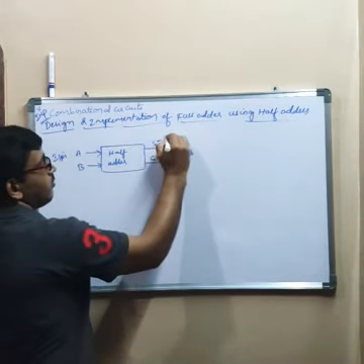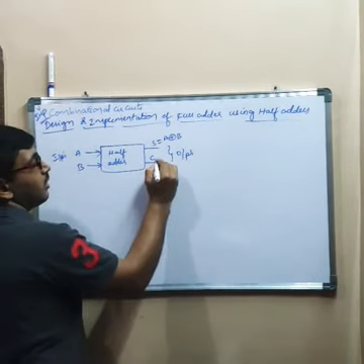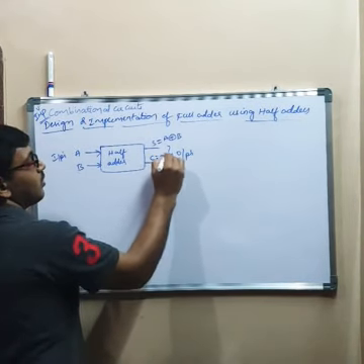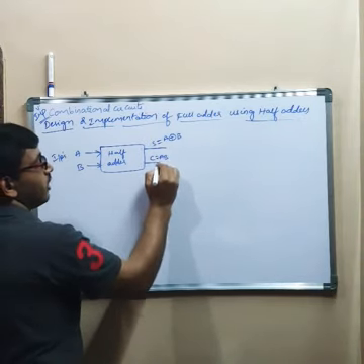What is the expression for sum? Sum is equal to A XOR B. What is the expression for carry? Carry is equal to AB. You know this, right? This is a half adder.